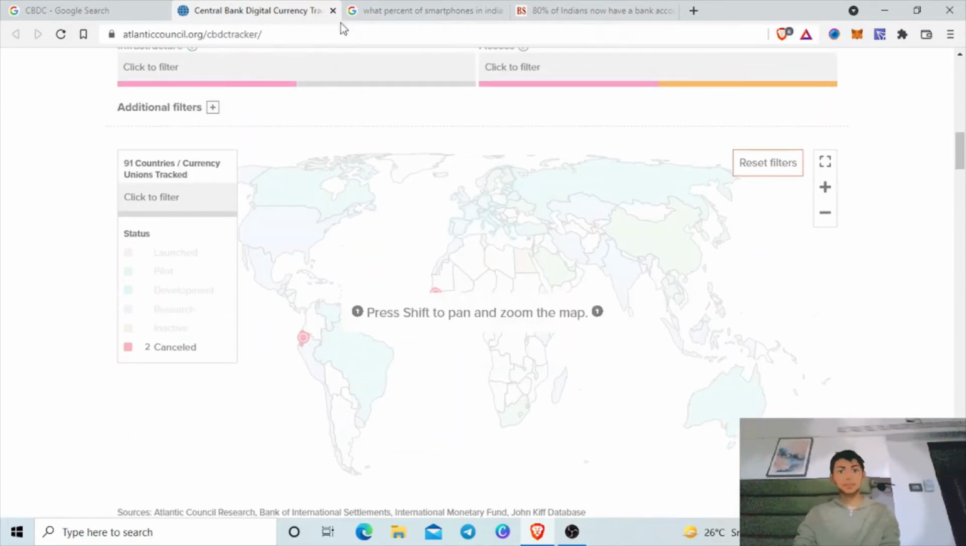Now let's talk about some of the advantages of a digital currency. What's the point of having a digital currency in the first place? So first of all, the easiest advantage is no printing cost and distribution cost for the government. Printing currency requires cost, minting coins requires cost, distributing that currency to people requires intermediaries and costs and overheads.